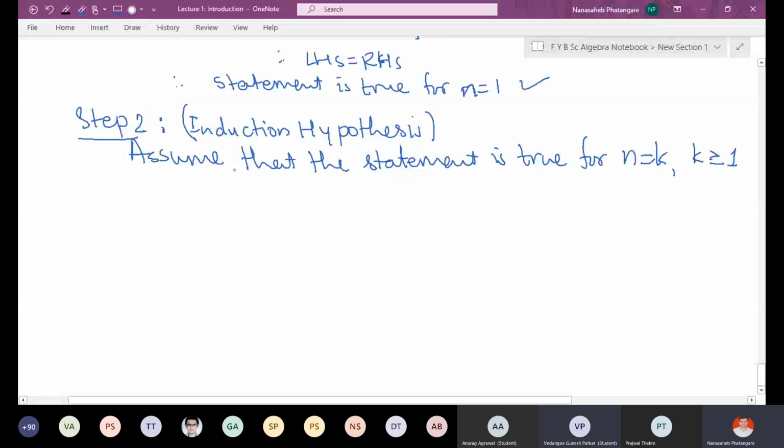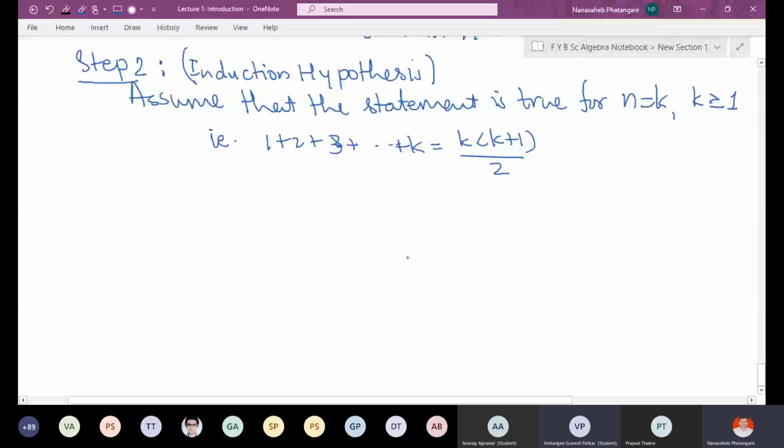So that means 1 plus 2 plus 3 plus up to k is equal to k into k plus 1 divided by 2. Right, this is our assumption now. This is not at all a proof, right? And we cannot say that this is true. This we are assuming. And this will be true if we can prove the third step, right? So assume that it is true for n is equal to k.